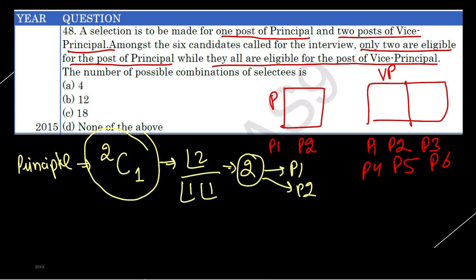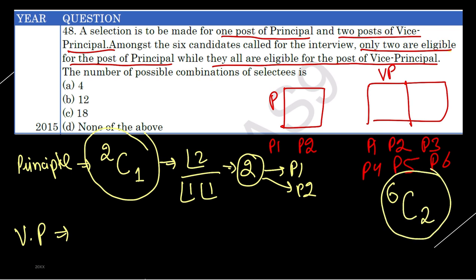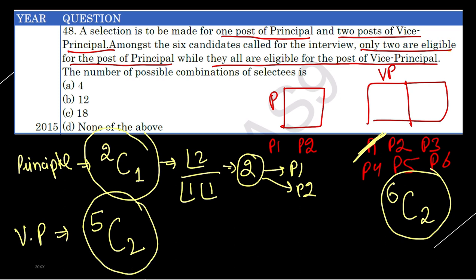Now moving on, in how many ways can you select the vice principals? You have 6 available people, and you have to select 2 people for the 2 seats. But the problem is, one person has already been selected as the principal. So instead of 6 people, you have only 5 people left. So how many ways can you select the vice principals? 5C2. Why 5C2? Because one person has already been selected as the principal. So you have only 5C2 ways, right?